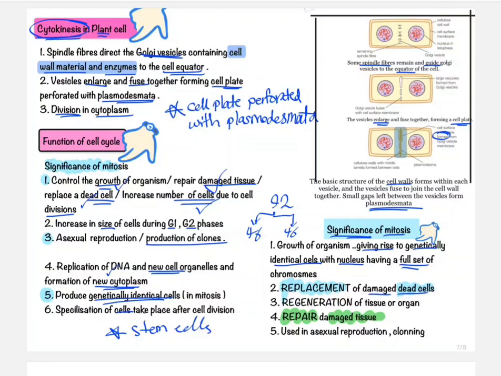Replacement of damaged and dead cells, regeneration of tissue or an organ. So the cells are replaced, the damaged tissues are repaired, and we regenerate even more tissues or organs. That's how you grow. And it's of course used in asexual reproduction or cloning of the chromosomes and so on.